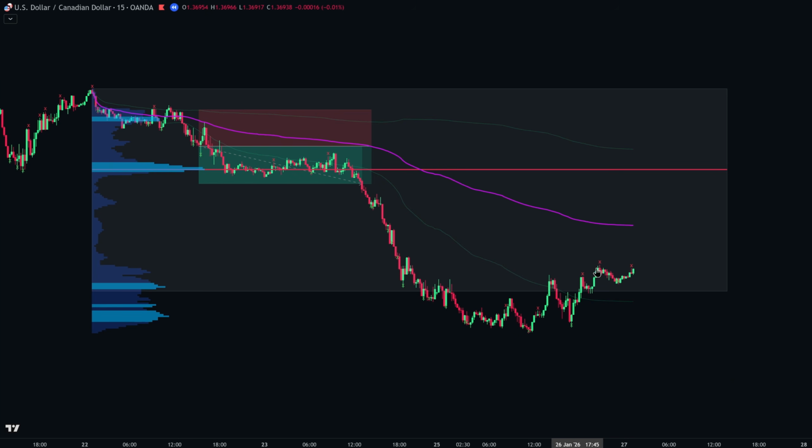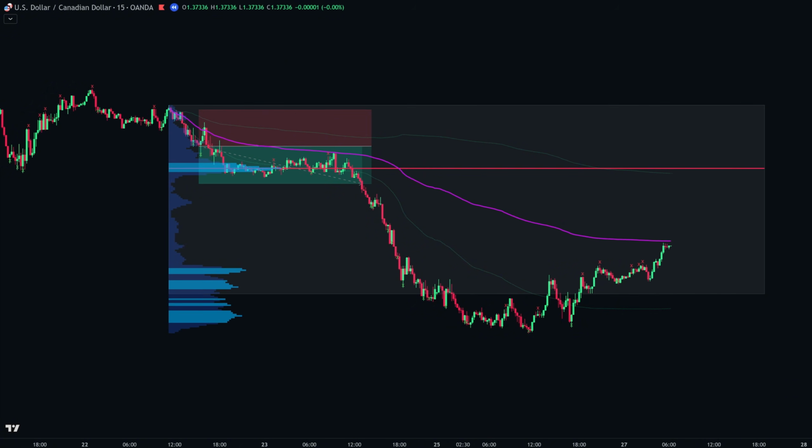Now we can see price trading deeper into the volatility band. The market is compressing again. This is what we want to see before another expansion. Next, we wait for the breakdown.